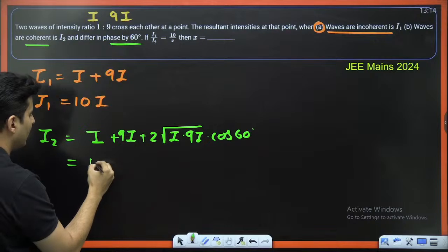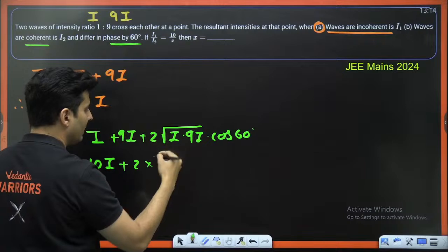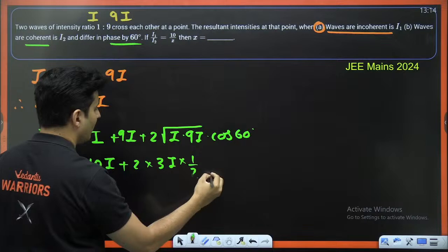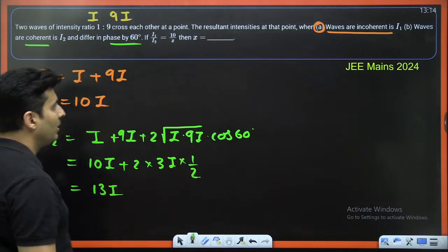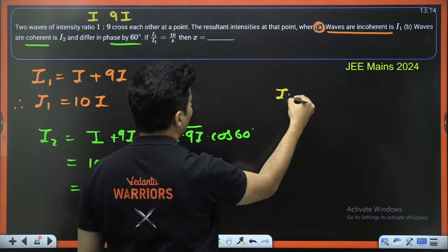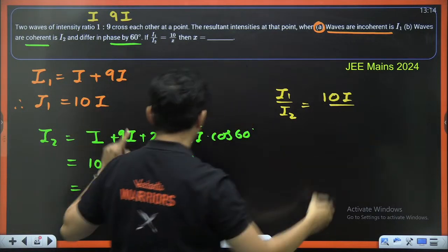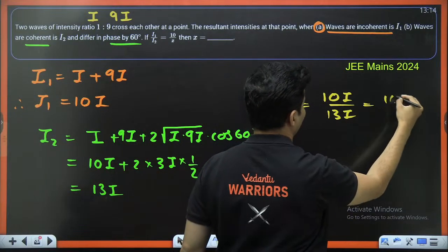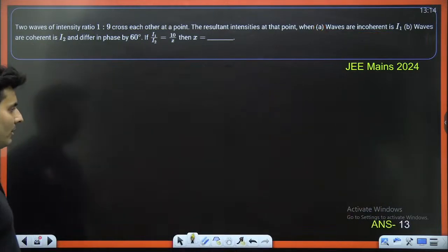So this will become i plus 9i, which is 10i, plus 2 into root of i square is i. 9's root is 3, so 3i over here. Cos 60 is half, 2 cancels, so 3i plus 10i is basically 13i. Perfect. So now the final question says, what is the ratio I1 by I2? I1 by I2 will be nothing but 10i divided by 13i, so it will be 10 by 13, so x will be basically 13.